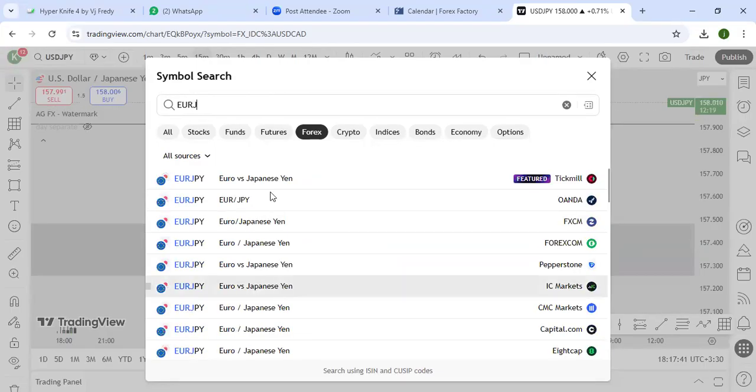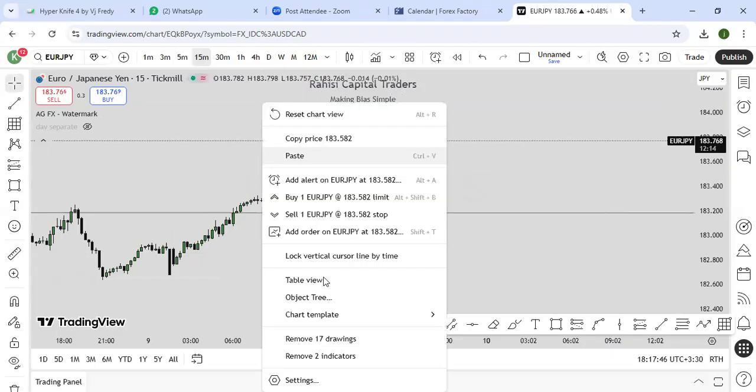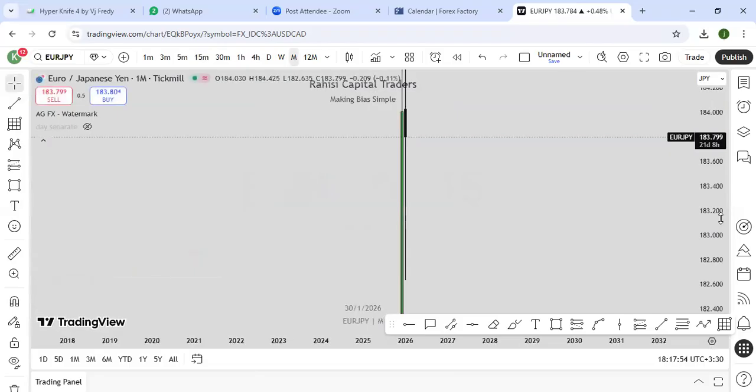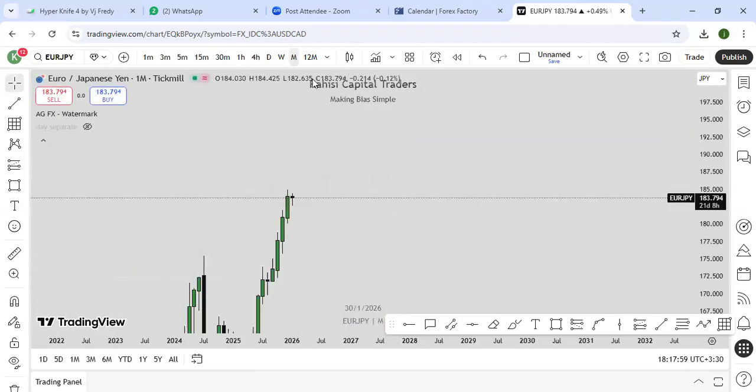For another pair, JPY, we have this Euro JPY. We are just doing JPY and you are going to see that all of them are just the same. So we are having this Euro JPY. I start with monthly. This is my monthly. Now this monthly, there is no key level here. I go to the next.